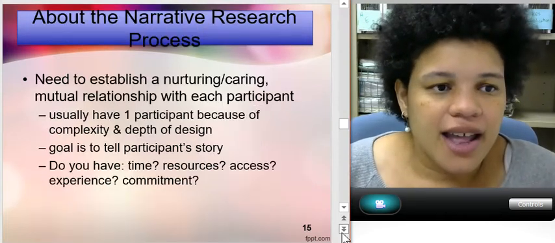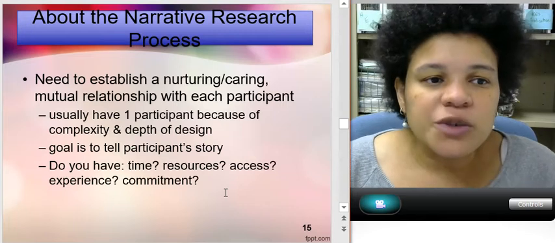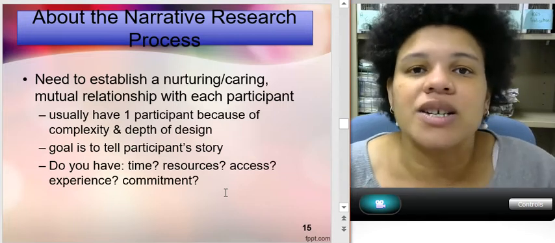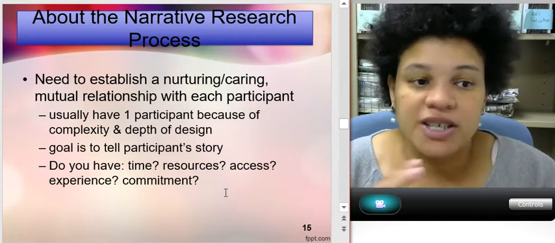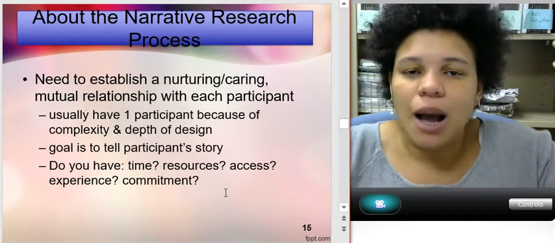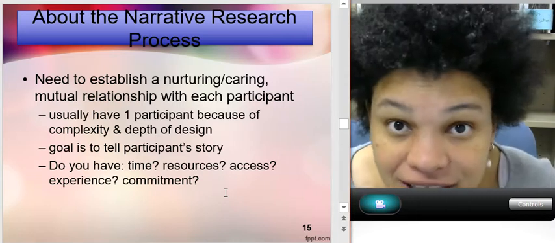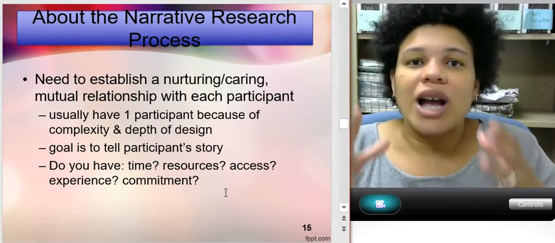Okay. And so about the narrative research process, there is a need to establish a nurturing or caring or mutual relationship with the participants, because of the complexity and the depth you're going into, where you have one participant.